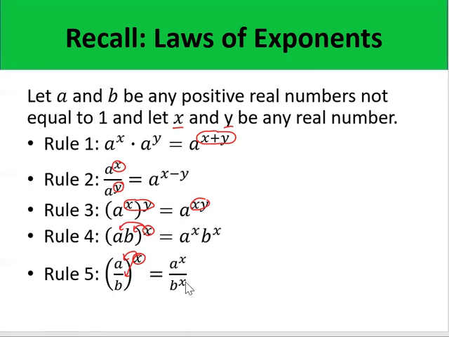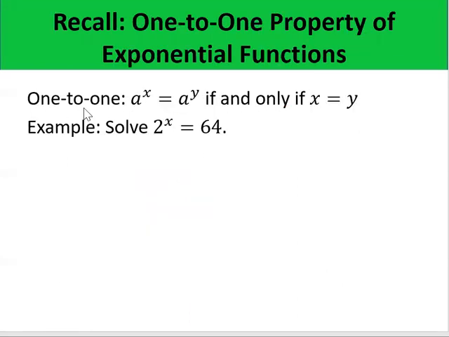Now another key concept in solving exponential equations is the property of exponential functions, that is the one-to-one property. The one-to-one property of the exponential function states that whenever we have A raised to X is equal to A raised to Y, then we can say that their exponents are equal. In other words, if we are working on an equation wherein the left side and the right side have the same base A, then we can simply equate their exponents.